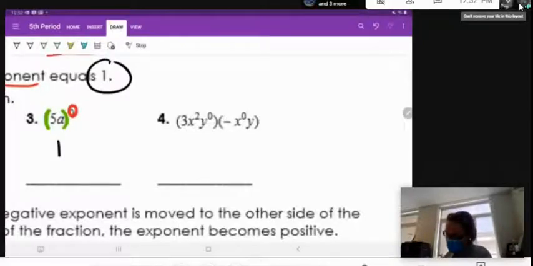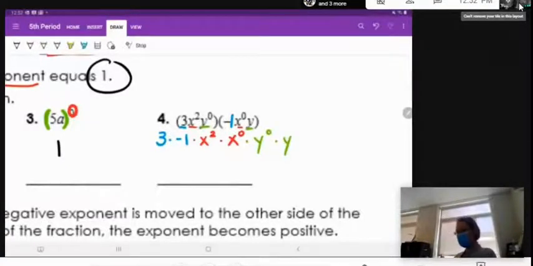We want to put things together that are similar to each other, like have the same base, for instance. So I'm going to take this 3, and then imagine there's a -1 here. And I'm going to put the 3 and the -1 first. Then we've got a couple of things that have x as a base, so x squared and x to the 0. And then we have a couple of things with a y as a base, so y to the 0 and y. So with these, I've just rewritten it in a different order. I haven't done any math yet.